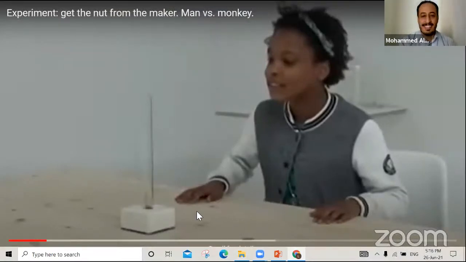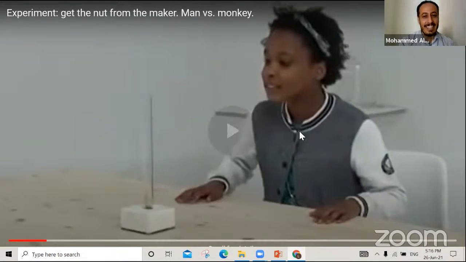Okay, so in this half a minute video, they put nuts here in this beaker. So this is a glass beaker. They put nuts, and they asked different people, children, adults, to get the nuts from this beaker. So see how they removed or got these nuts, and then they show them how the monkey did the same. So just enjoy.